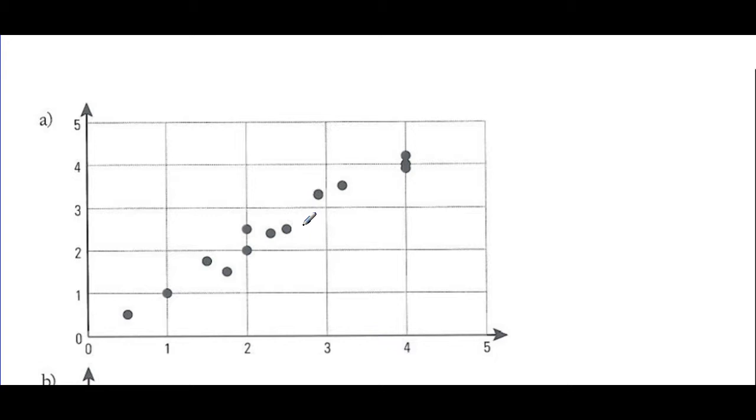Underneath correlation we have the words line of best fit, and the definition of that is simply a line drawn on a scatterplot to show a general trend in the data. Now we know what the word trend means. The word trend means, is there any specific pattern, okay, or grouping that these points follow?